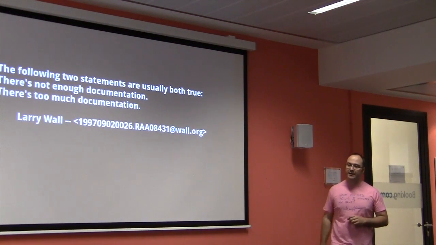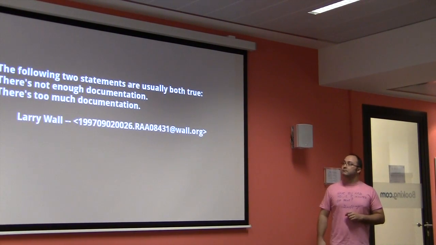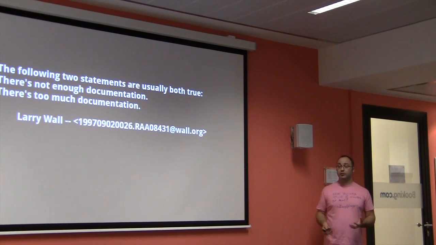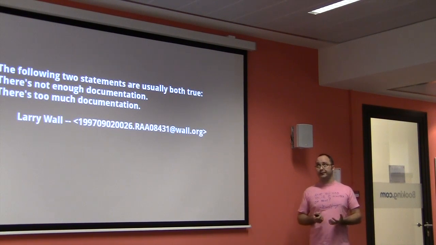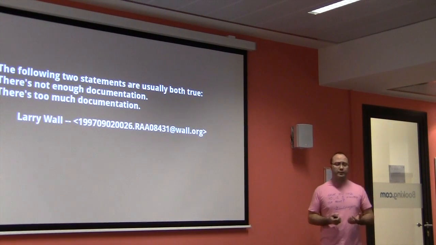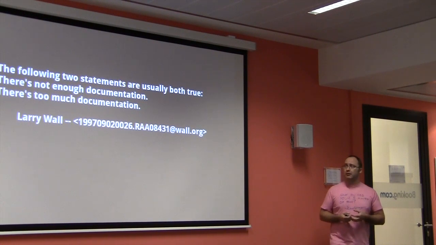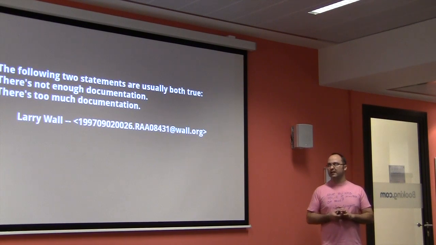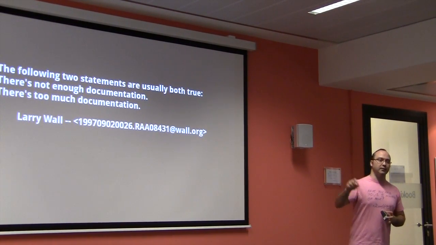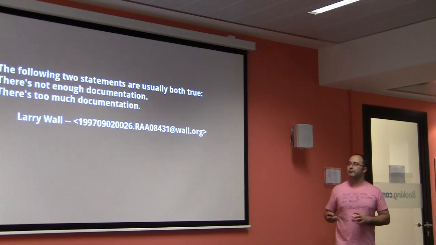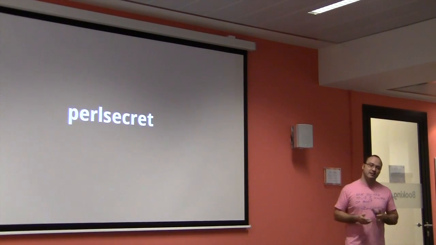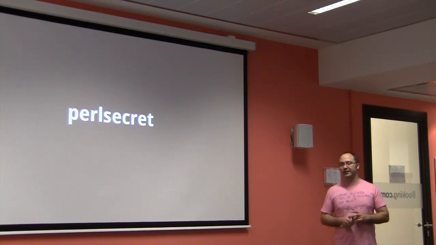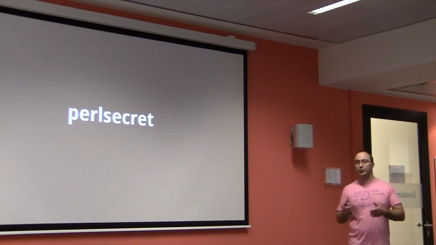Yeah. So a wise man said once that there is, at the same time, not enough documentation and too much documentation. Because Perl 5.16 had only like 170 manual pages, totaling 130,000 lines of docs, I thought, well, maybe I could have just another one. So I made the Perl secret man page. That's not in the core actually. Yet.